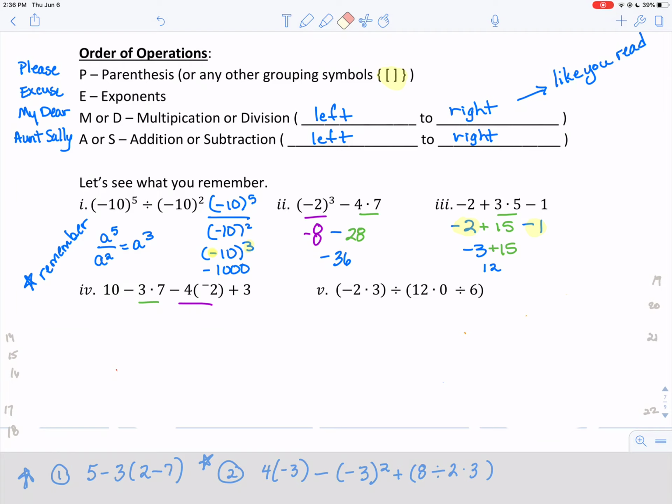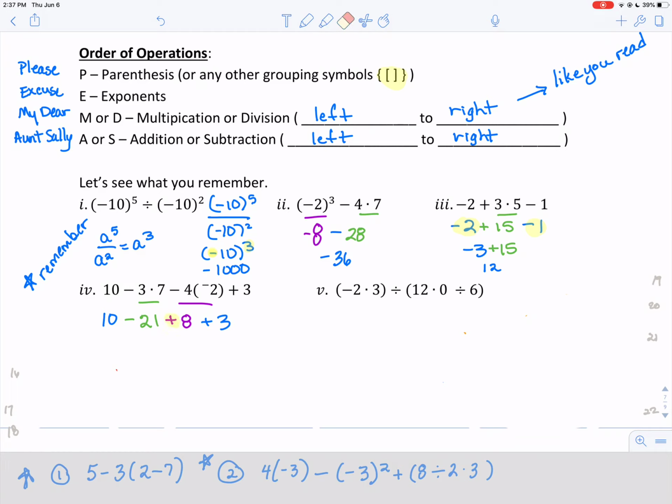Now number 4. The first thing we will be doing, notice there's no parentheses, there's no exponents. So we're going to be doing our multiplication and division left to right. So the multiplication, we'll have 10 minus the 21. Then our next multiplication, negative 4 times negative 2 gives me a positive. That's what lots of students miss.